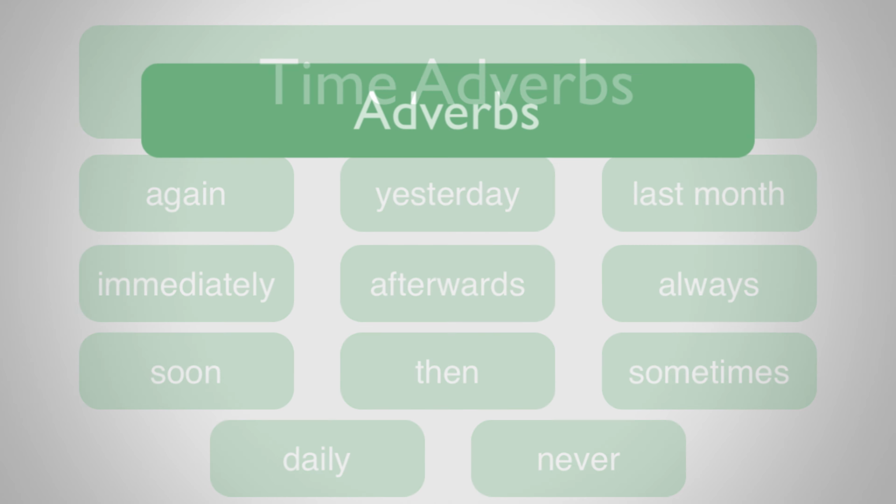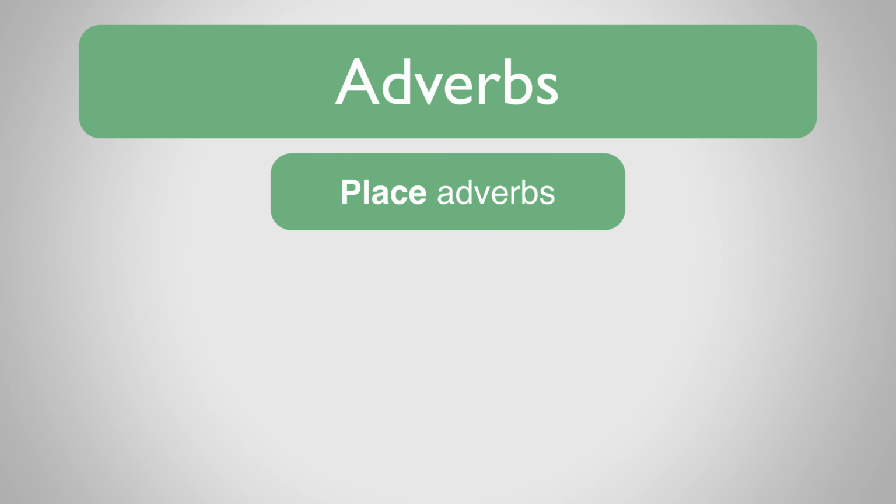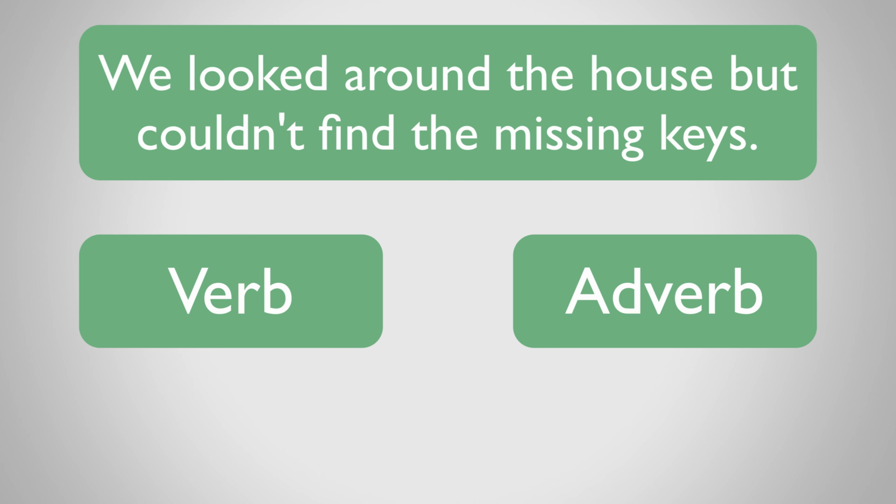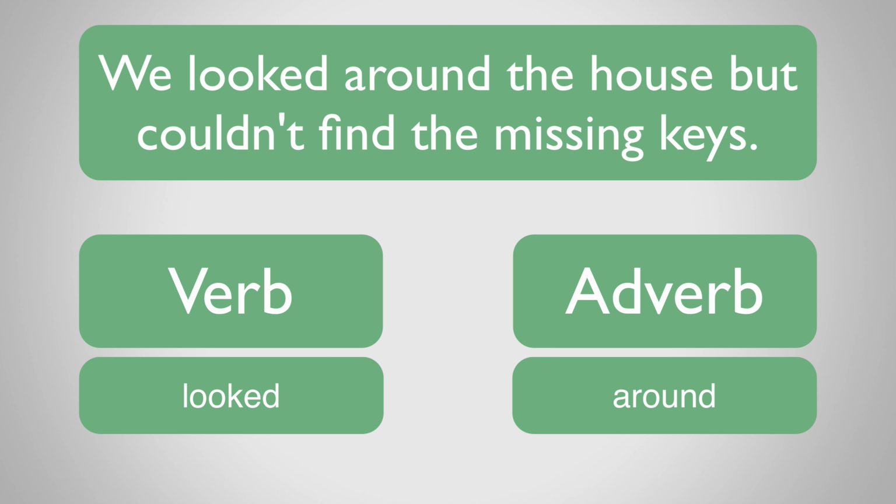Okay, now let's move on to considering place adverbs. These tell us where an action is performed. We looked around the house but couldn't find the missing keys. So what's the verb? Well, it's looked. So now, which word is telling us more about the verb? Which word tells us where they are looking? Well, it's around. So we can say that the verb looked is modified by the adverb around, and that around is an adverb of place.